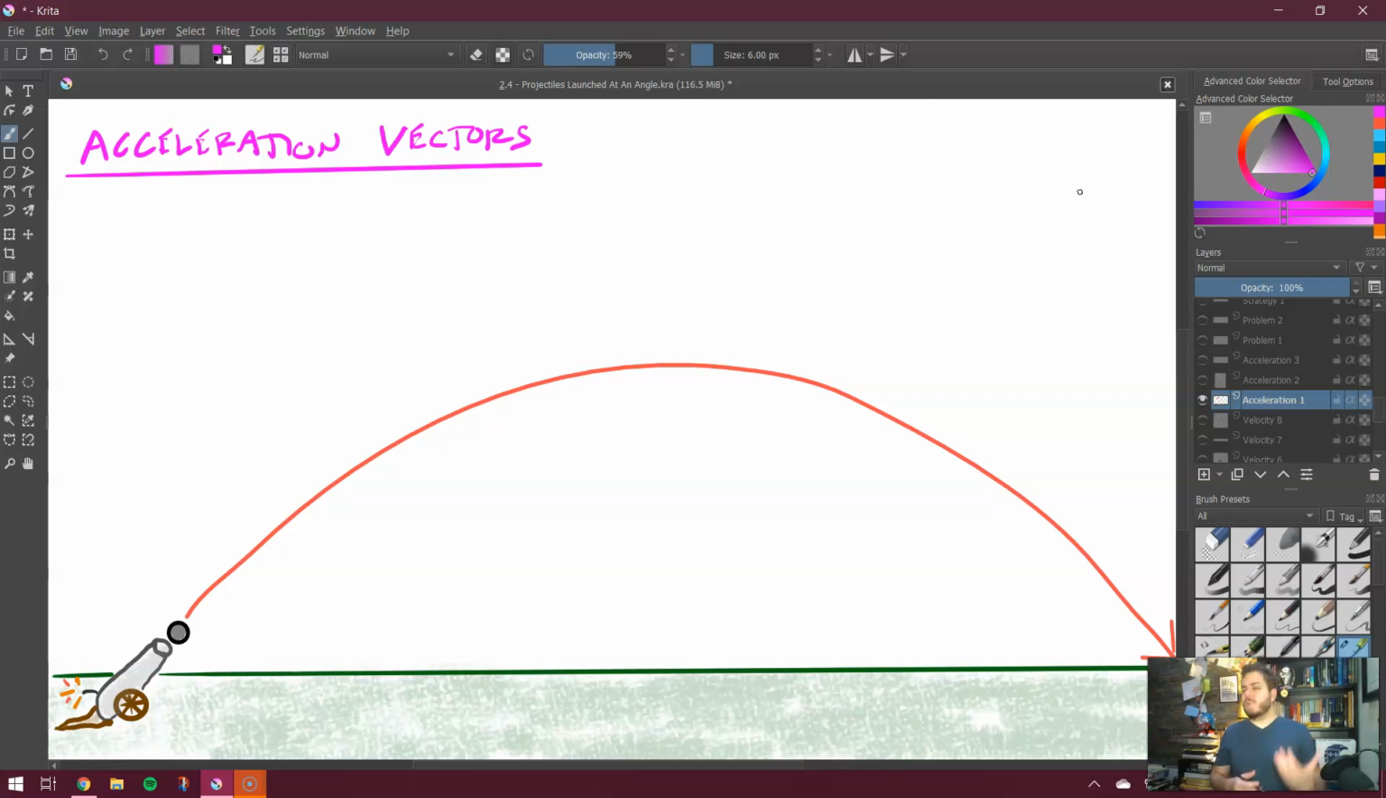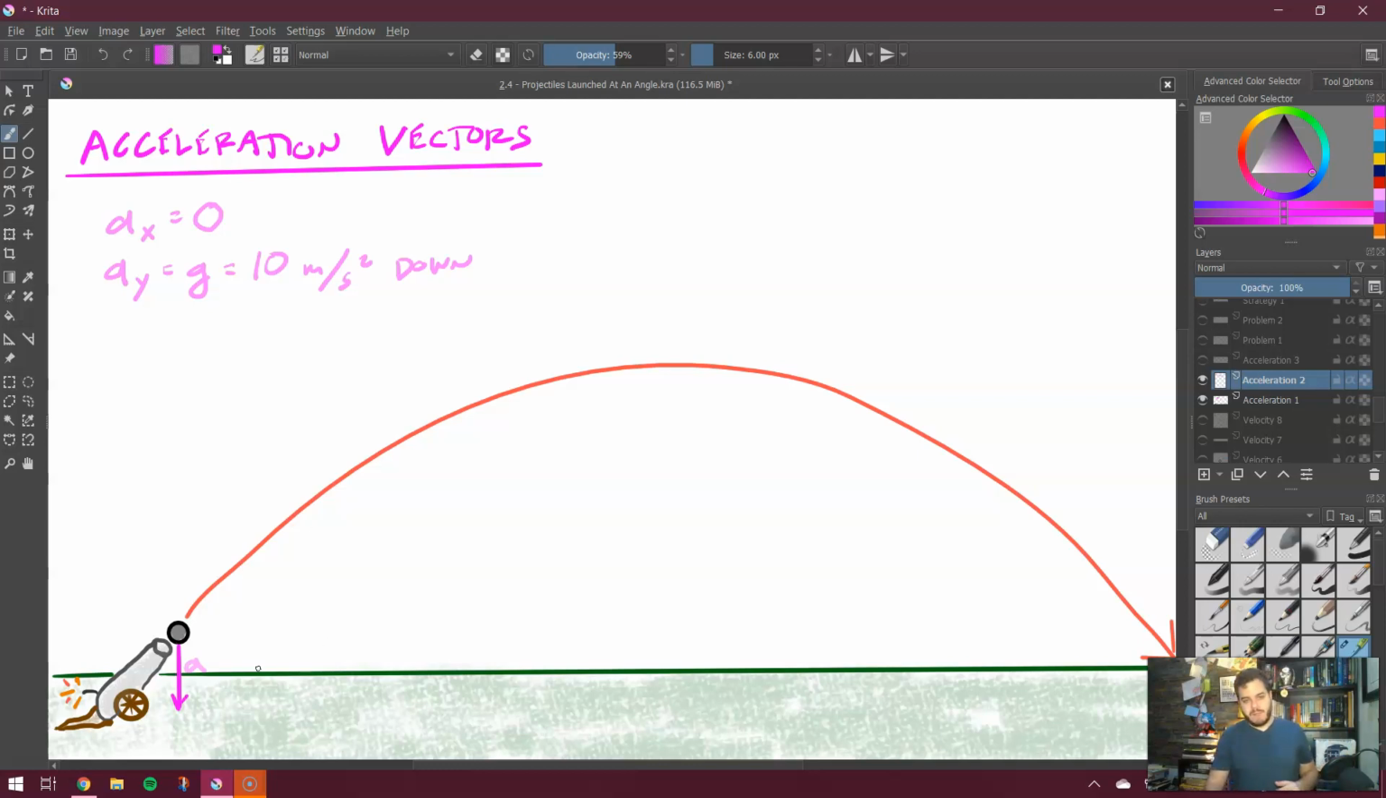But what about the acceleration vectors? How exactly is this accelerating? Now remember, we're only looking at the instant after it has left the cannon and before it hits the ground. And if that is the case, we know that the acceleration this object is going to experience, one, there is no acceleration in the x direction. It does not accelerate side to side because gravity only acts downward. So the only acceleration on the cannonball will be g, 10 meters per second squared, down.